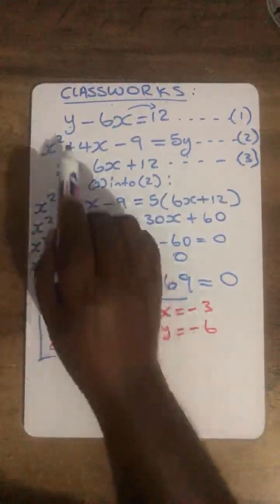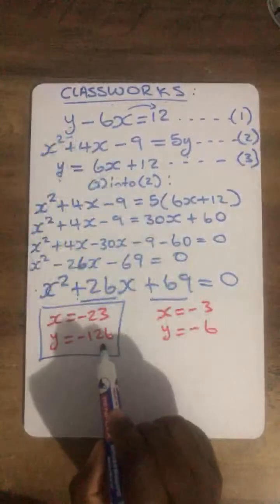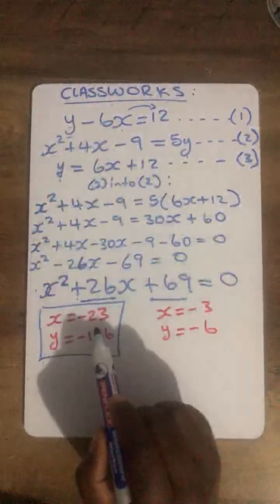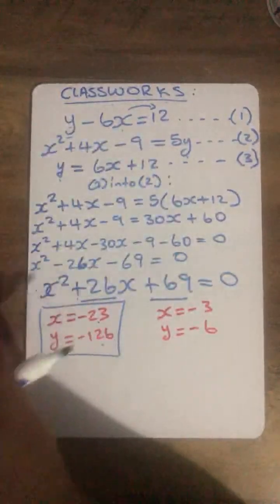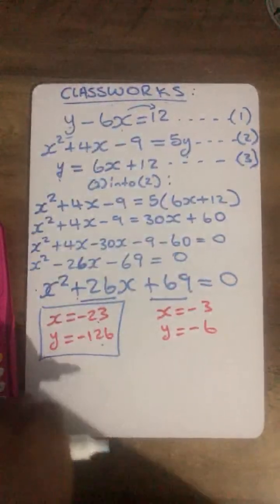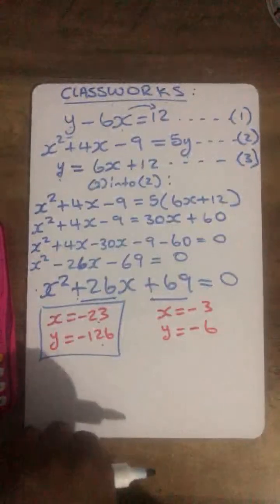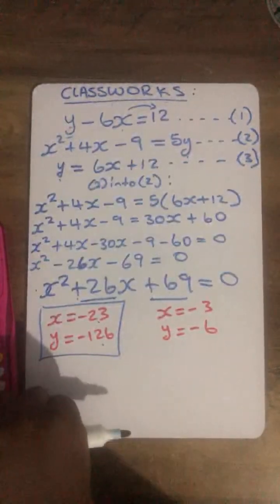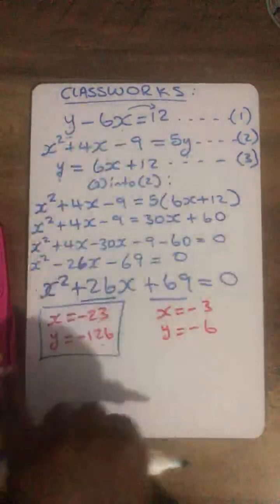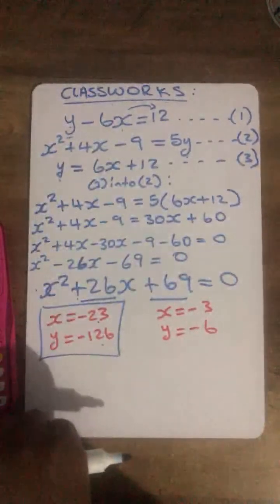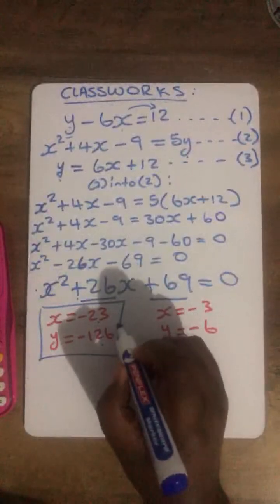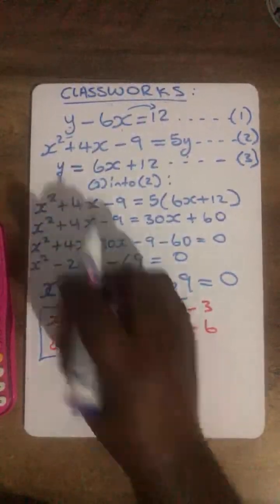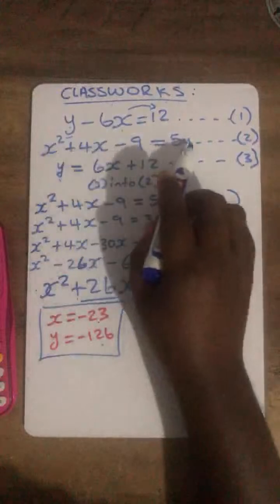So that means where we see y, we put that value. Where we see x, we put that x value, and we check if it gives us 12. Let's start with the first one. So I'm going to say negative 126 minus 6 into, I'm going to put negative 23, and it must give 12. If it doesn't... okay, it does give 12. Then we test it again.